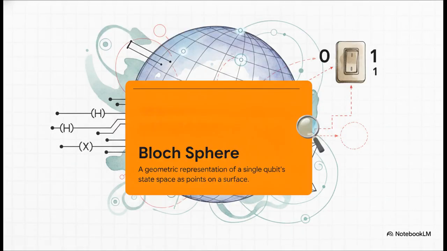To make this a bit more intuitive, you can visualize this single qubit state as a point on the surface of a three-dimensional Bloch sphere. It gives us a highly intuitive geometry for a single unit of quantum information. Any valid pure quantum state can be mapped somewhere on this continuous surface, which is obviously a massive departure from a simple classical toggle switch.